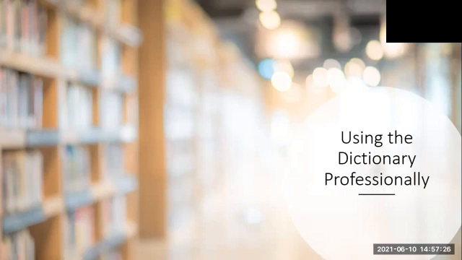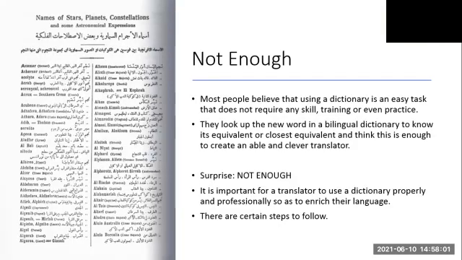Now we need to look at something essential in the process of translation. And this is the use of the dictionary. Of course, a translator will never be a translator without a dictionary. But how do we use the dictionary? Is it just enough to open the dictionary and find the meaning of the word and that's it? Is that enough? Or are there other things to do? Well, surprise, it's not enough.